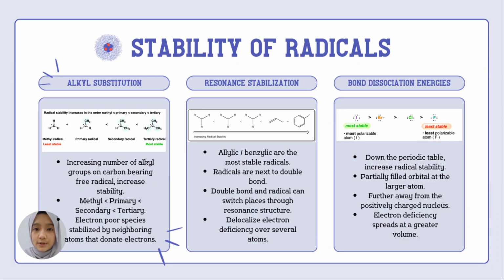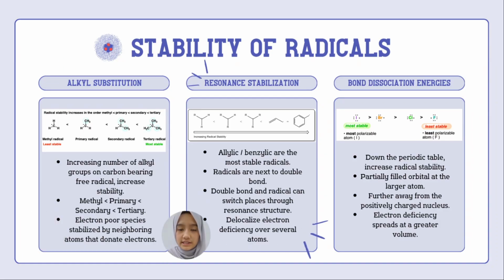Now, I'm going to explain the stability of radicals. The stability of radicals can be explained by alkyl substitution. As the number of alkyl groups on a carbon bearing a free radical increases, the stability also increases. The increase goes from the methyl radical to primary, secondary, and lastly tertiary. So the electron-poor species are stabilized by neighboring atoms that don't need electrons.